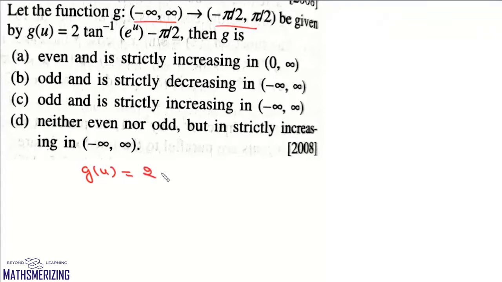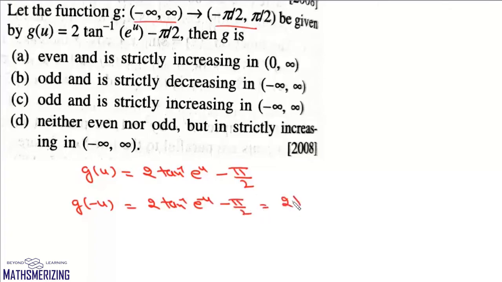g(u) equals 2 tan inverse e to the power u minus pi by 2. Now we need to find if it is even or odd, or it is increasing or decreasing. Now if we find g(minus u), it is 2 into tan inverse e to the power minus u minus pi by 2. We can also write this as 2 tan inverse 1 upon e to the power u minus pi by 2. Now when x is greater than 0, tan inverse 1 by x is cot inverse of x. So we can write this as 2 cot inverse e to the power u minus pi by 2.